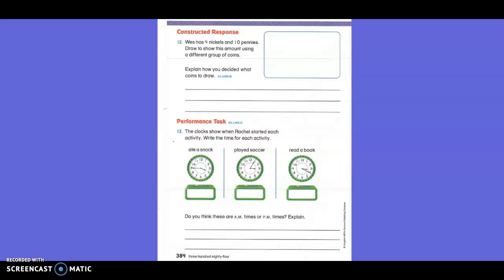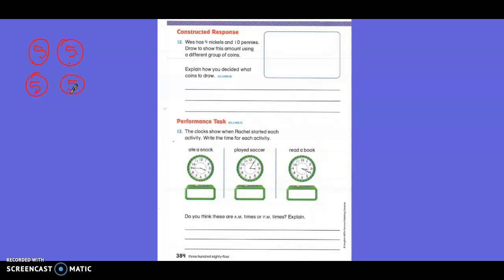So let's look at this. 4 nickels. Okay. 5 plus 10 pennies would be 30. So we draw another group of coins that equals 30 cents, but not 4 nickels and 10 pennies. Different way to do it.